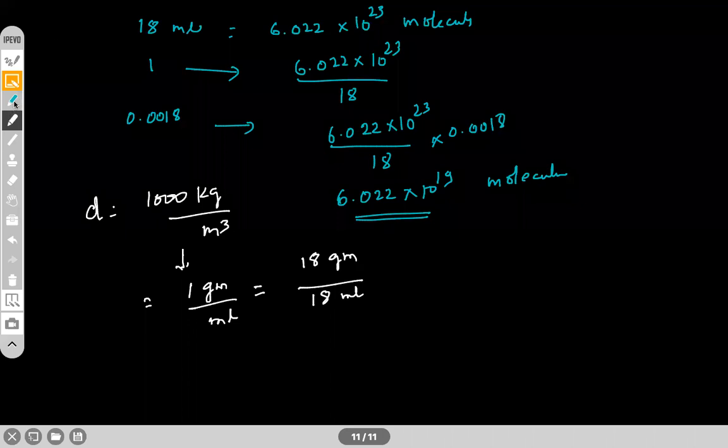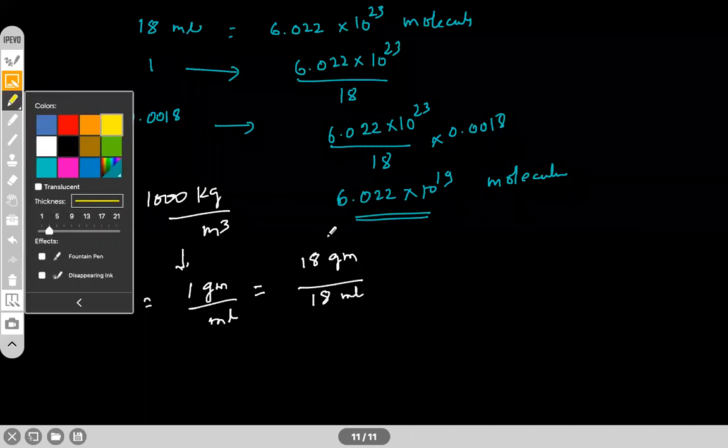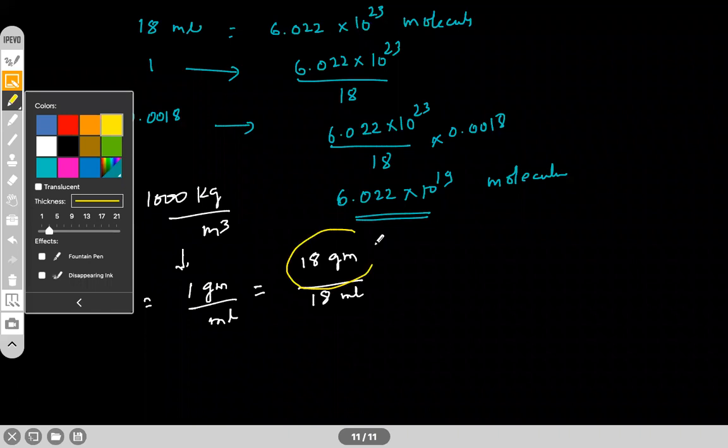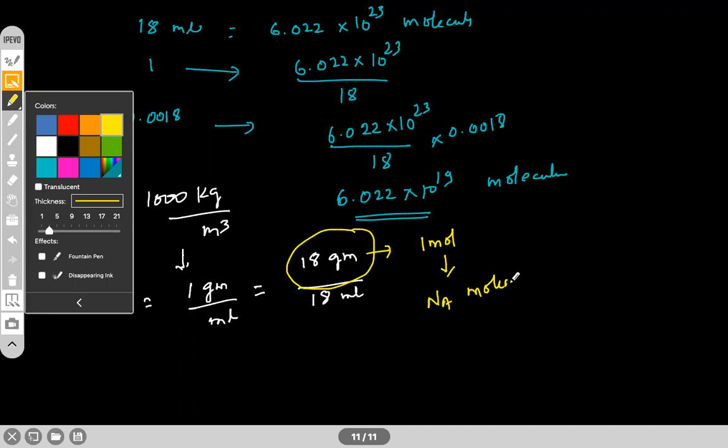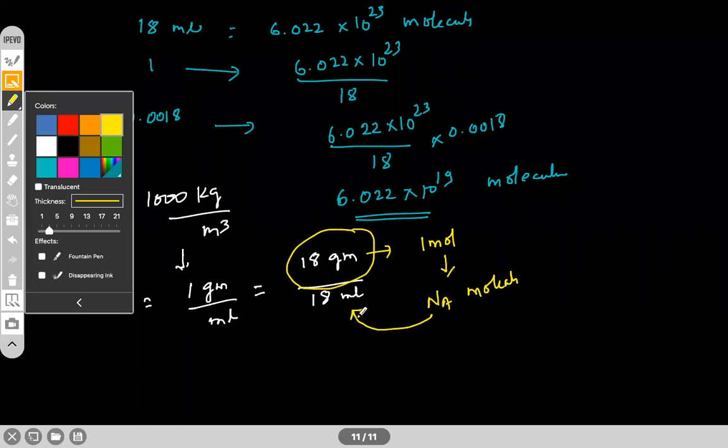So 18 gram is equal to what? We know 18 gram is equal to 1 mole, and 1 mole is equal to Na molecules. So it means that for Na molecules, the volume is 18 ml. So for 1 molecule, what is the volume? We can find out. Or for 1 ml, what is the number of molecules? We can find out, and then use the given volume.